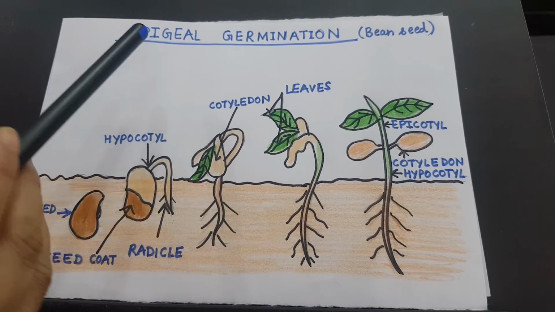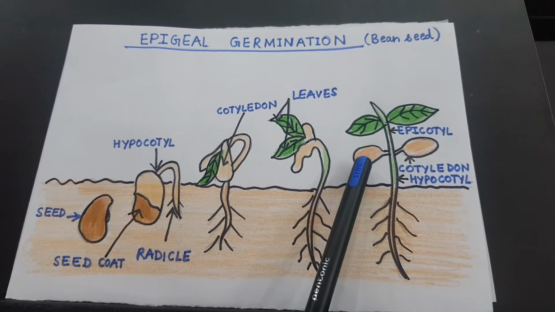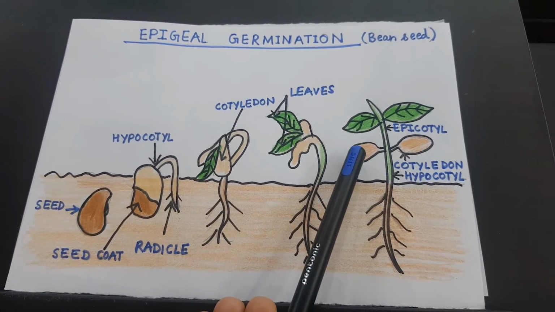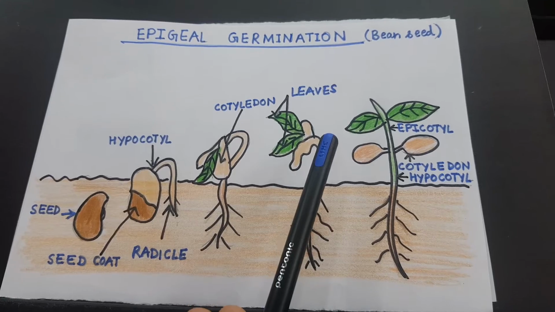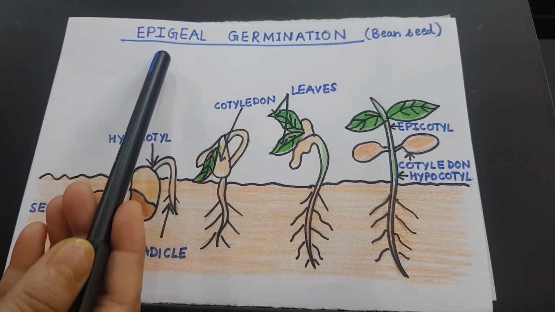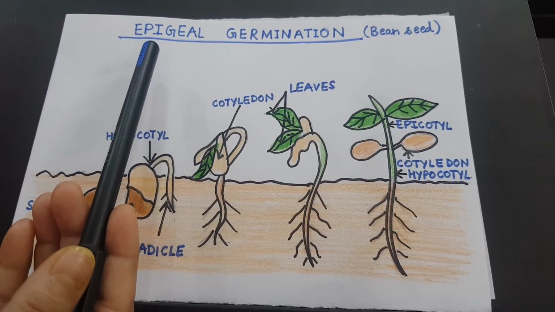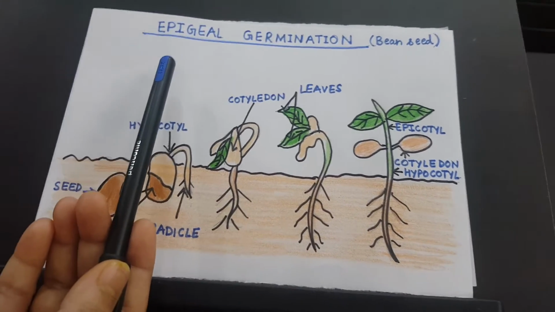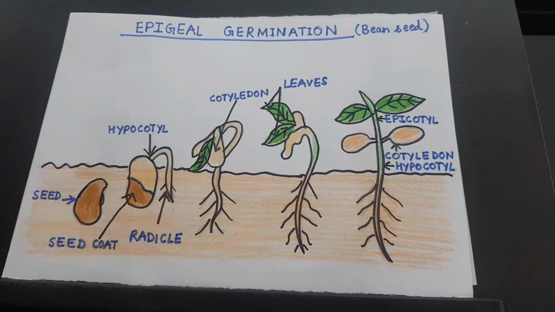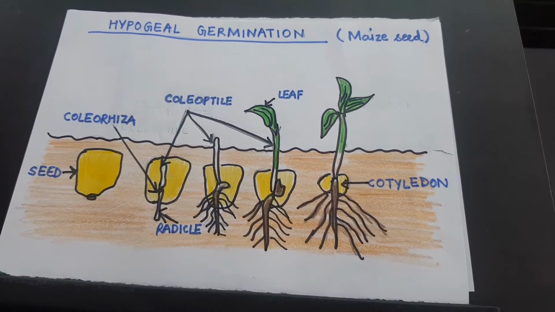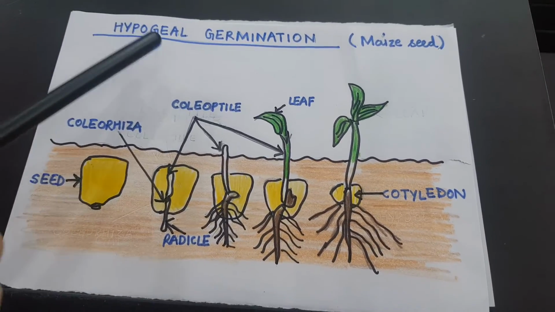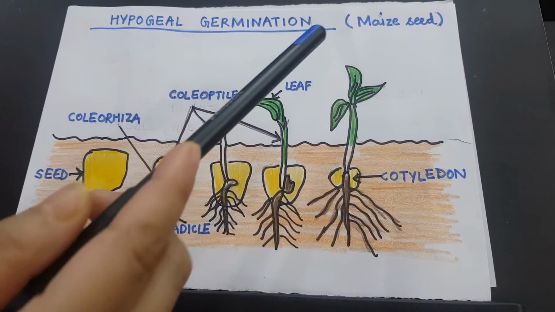So what happens in case of epigeal germination? Where can you see the cotyledons grow above the soil? Actually epigeal germination takes place in dicotyledonous seeds. Examples are bean, cotton, papaya, etc. Now, hypogeal germination. There is an example we can see in maize seed.